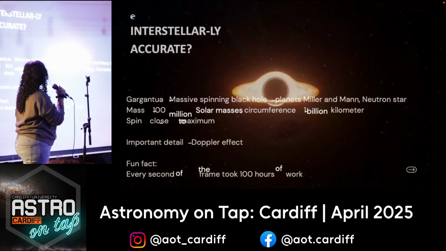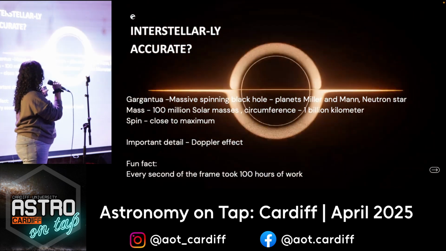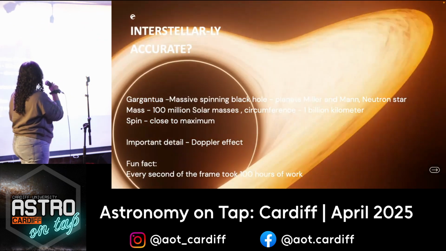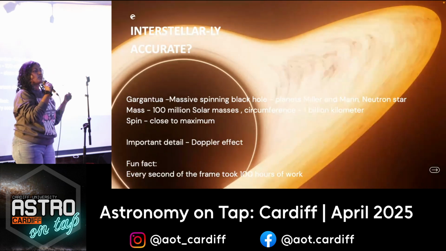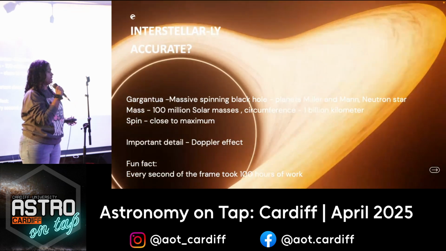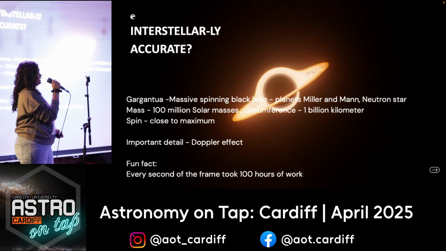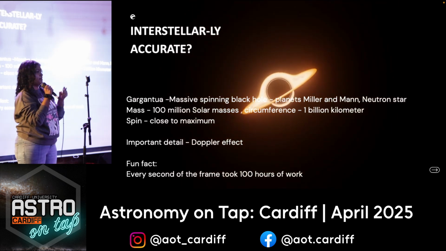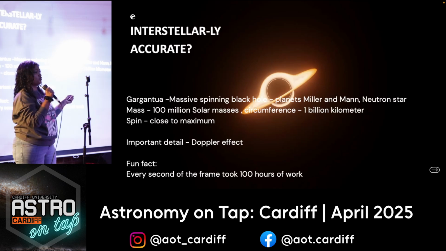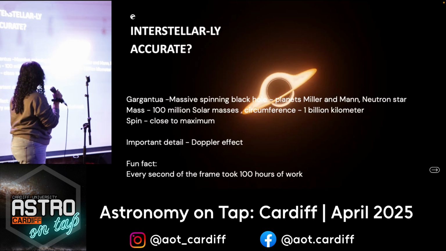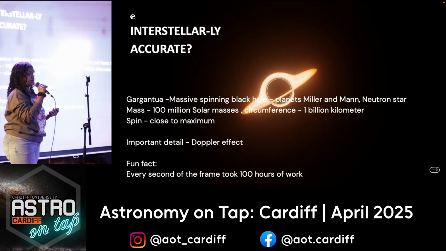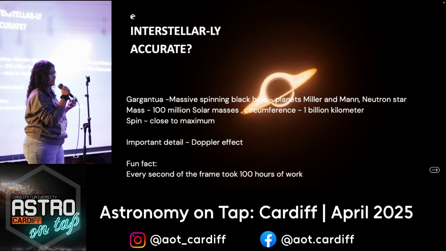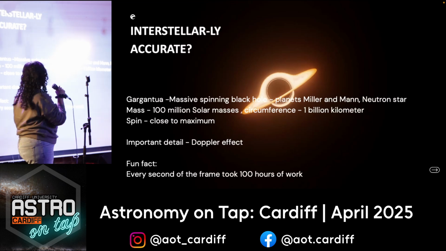Moving on. So this is a basic animation of Gargantua. We'll talk about the properties of Gargantua and then we'll start comparing it. So Gargantua is a massive spinning black hole. It has the planets Miller and Mann surrounding it, as well as a neutron star, which is very close to it. It is 100 million times the mass of the sun, which is around 25 times the mass of our Milky Way black hole, Sagittarius A.